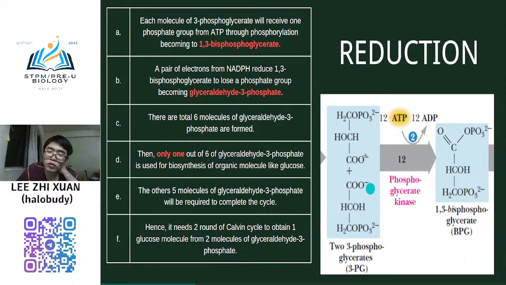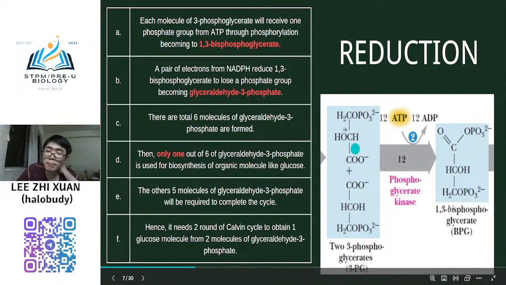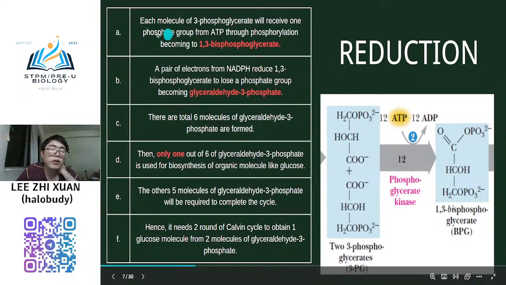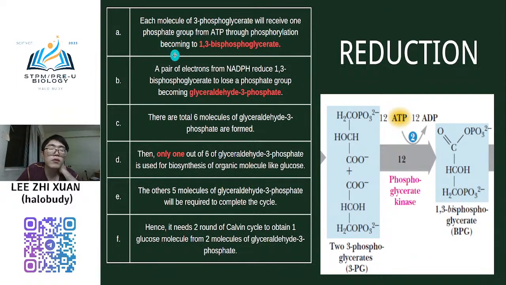Okay, another one is the reduction process. The 3-phosphoglycerate will use 12 ATP, so altogether there are 12 3PG here, and ATP will be used to produce 1,3-bisphosphoglycerate. Each molecule of 3-phosphoglycerate receives 1 phosphate group from ATP. This reaction is called phosphorylation because it received 1 phosphate group. Then there are a total of 6 molecules of this. This one I use from Campbell, but from here it is 12 molecules lah.